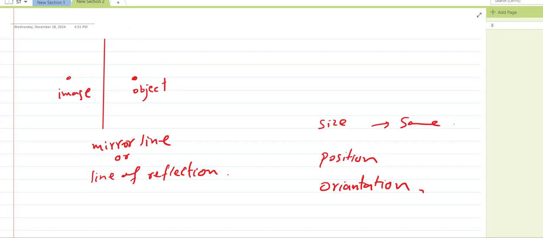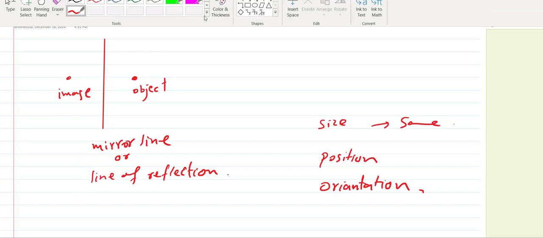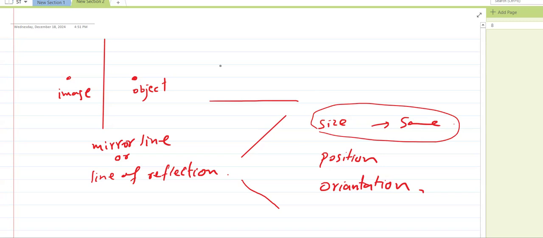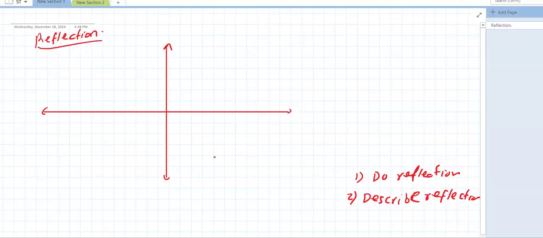Now, you might have to deal with a vertical mirror, a horizontal mirror, or a tilted mirror. Tilted might be like this one, or tilted might be like this one. Yes, the position and orientation will change, while the size will be the same in reflection. Okay? Now, how will we do it, let's see.